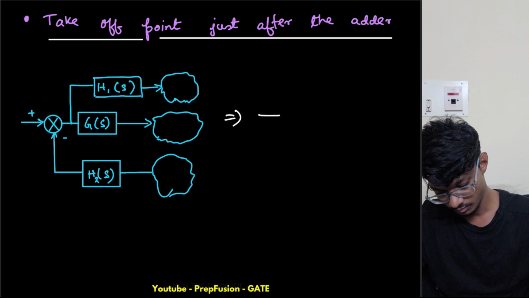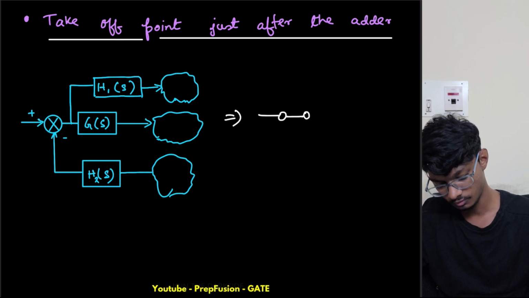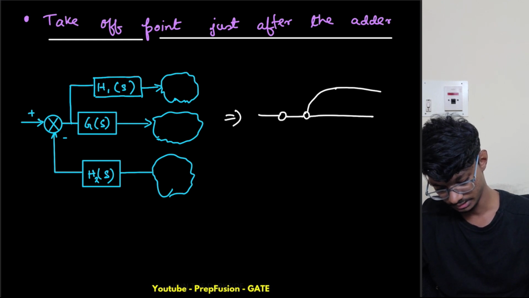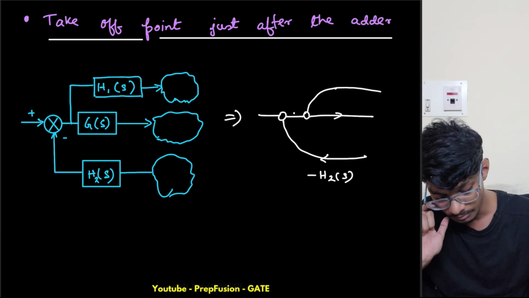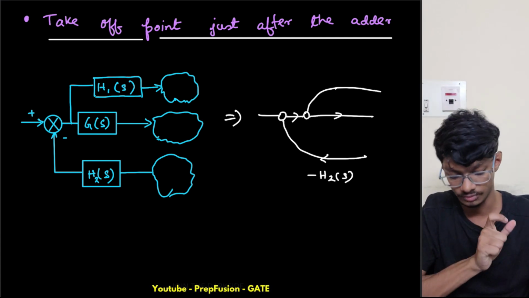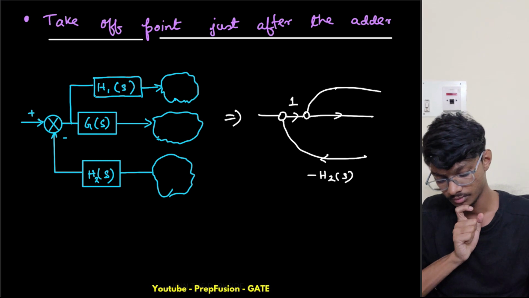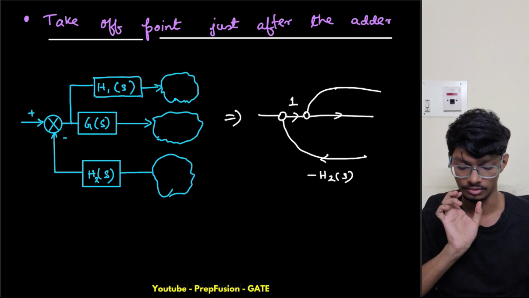So we have a node for the adder over here, and I will use another node for the takeoff point, and from this point I will take the different branches, right? And we have one branch coming over here whose gain is minus H2 of s. This is G of s, and this one, the gain of this branch, I will assume, because this point is the same only.